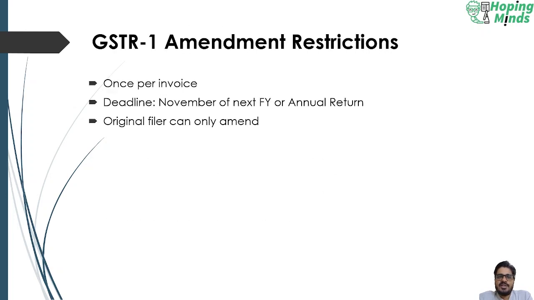So what are the restrictions? Once per invoice, then deadline November of next financial year or annual return, whichever is earlier, and original filer can only amend the GSTR-1 return.